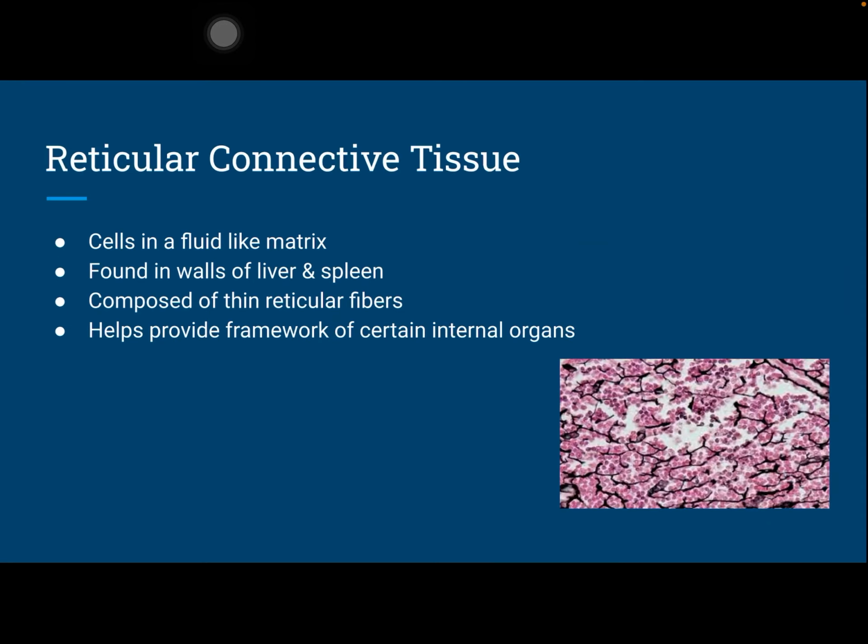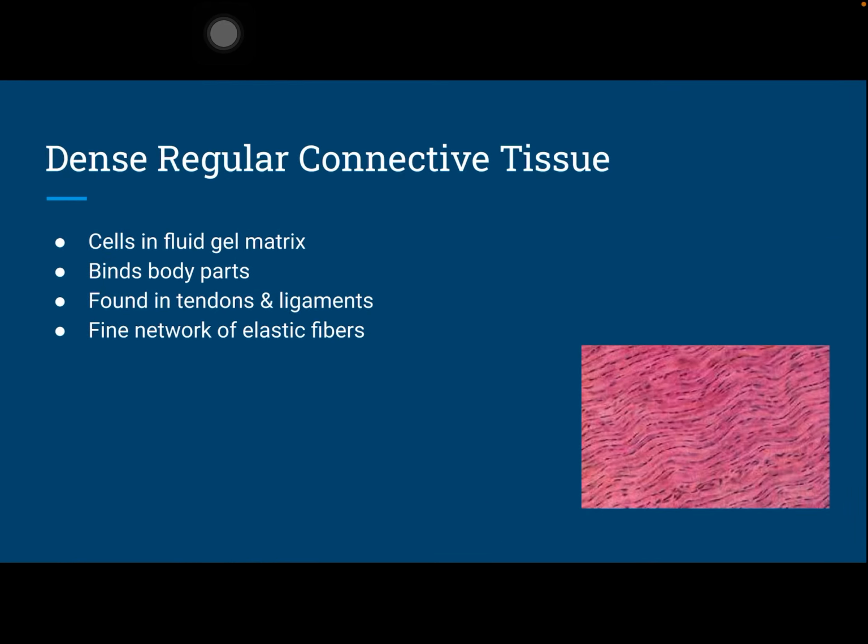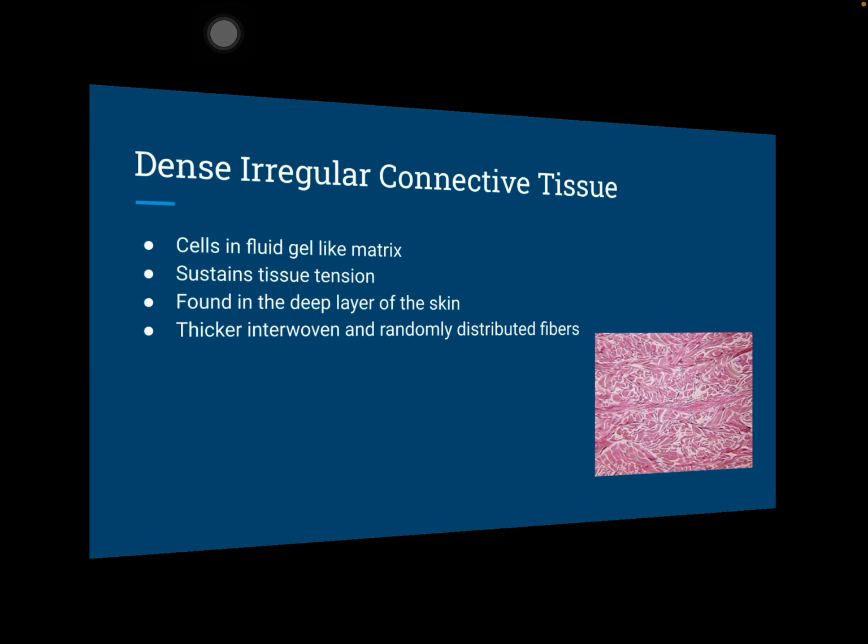Reticular connective tissue, cells in a fluid-like matrix found in walls of livers and spleen, composed of thin reticular fibers, help provide framework of certain integral organs. Dense regular connective tissue, these cells are in fluid gel-like matrix, and they bind body parts together. They're found in tendons and ligaments. They have a fine network of elastic fibers, as you can see in the example there.